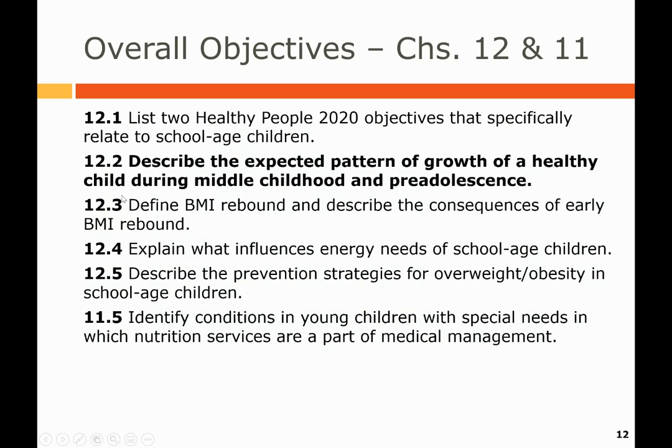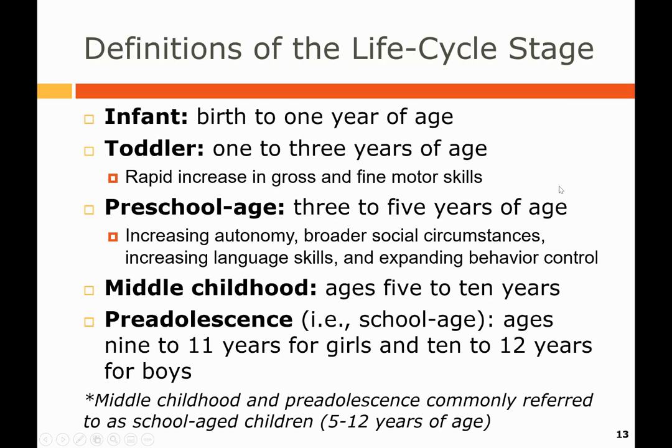Our next objective is to describe the expected pattern of growth of a healthy child during middle childhood and pre-adolescence. We talked in the previous lecture about how to define stages of the life cycle, noting that definitions will likely vary from source to source, and that's okay as long as you know what working definition you're using and that it is being used to define the population you're talking about.